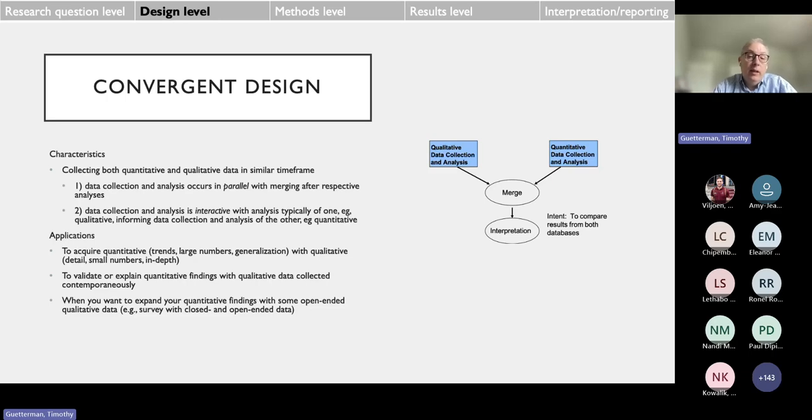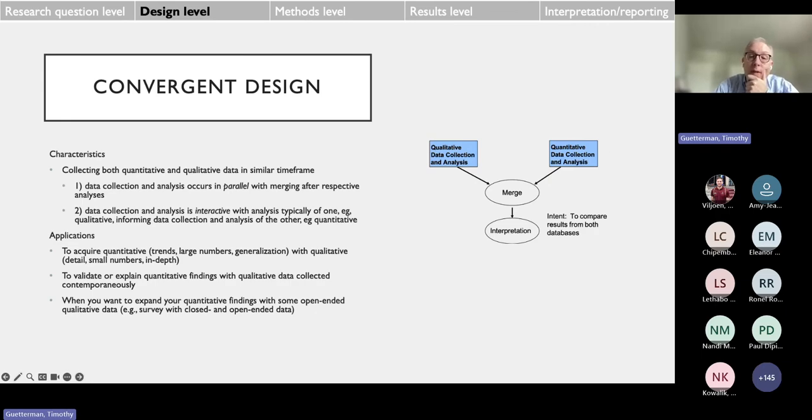In a convergent design, we sometimes think of this as a single phase study. Procedurally, we're collecting qualitative data and analyzing it, and we're collecting quantitative data and analyzing it. That's what these blue rectangles represent: solely quantitative or qualitative components. Then we're bringing them together. We're merging them, and that's a form of integration. The reason for doing so is to compare results or look for patterns between the two.